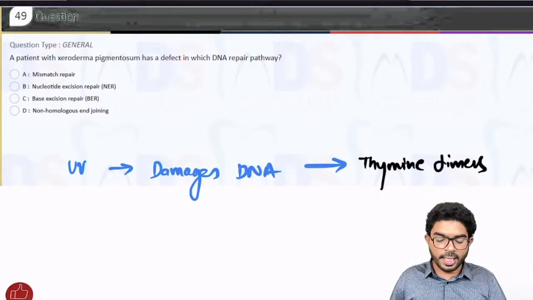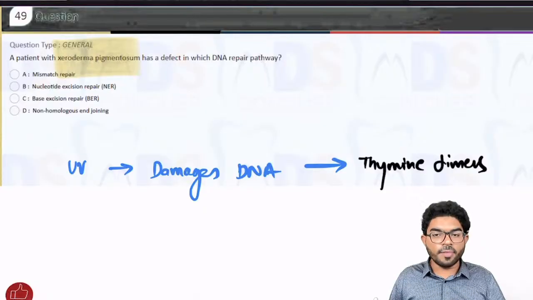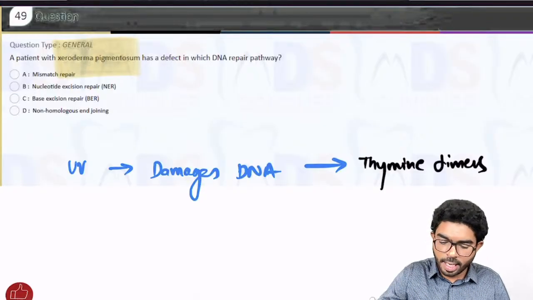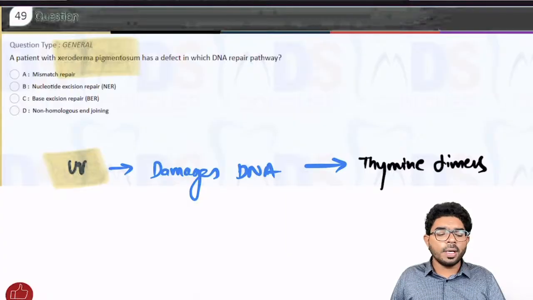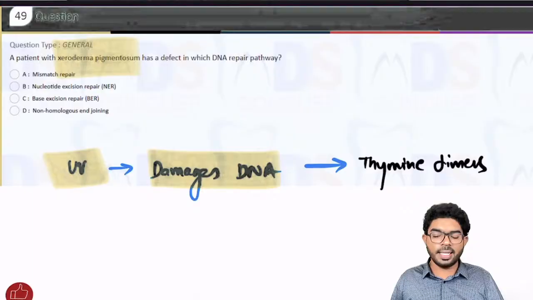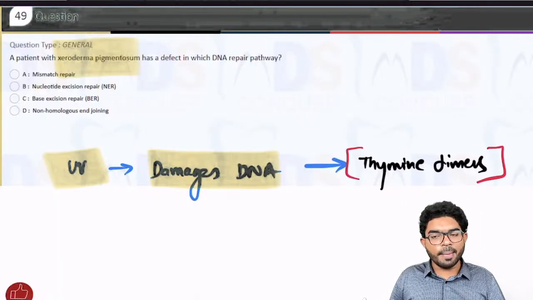The next one is 49. Again, I have given a similar concept of question in your Q banks. I don't know how many are focusing more on the Q banks. Q banks are very, very important. Xeroderma pigmentosum, I have clearly mentioned, is basically associated with UV light. Whenever I'm exposing my skin to UV light, the DNA gets damaged. So whenever my DNA gets damaged, the damaged DNA will be available as thymine dimers.